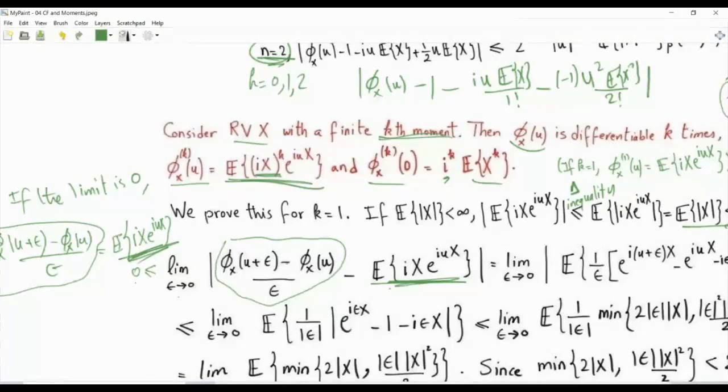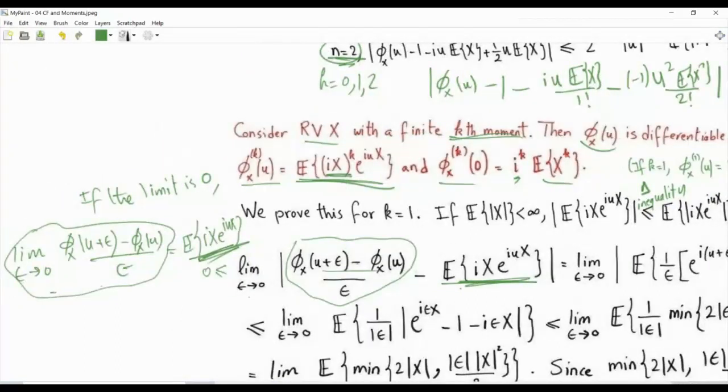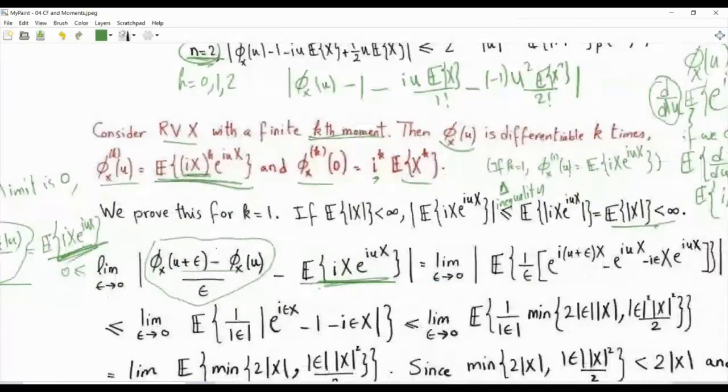Okay, so basically this is the game plan. We start with this quantity, upper bound it, show that the limit is 0, so this is 0, and if it's 0, that's it. Then indeed the characteristic function is differentiable, and its first derivative is this guy here.